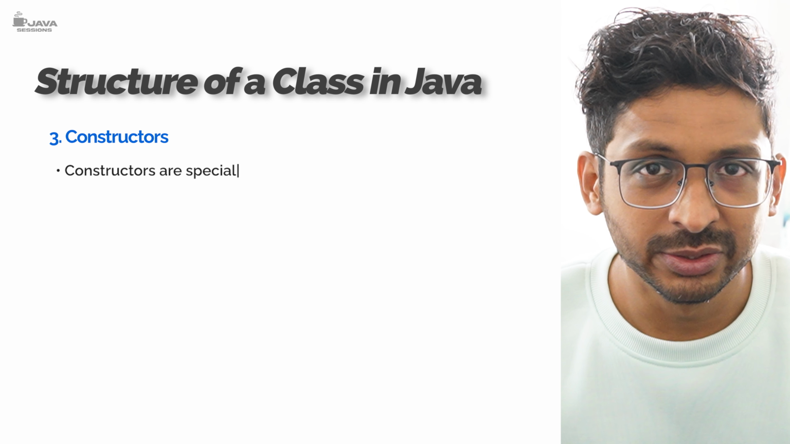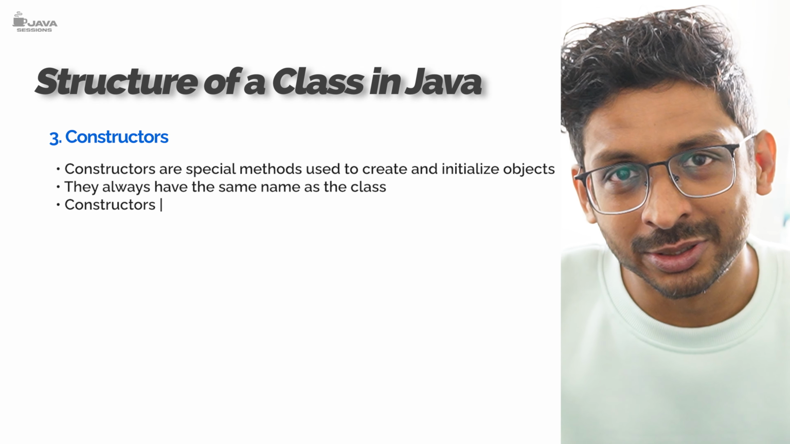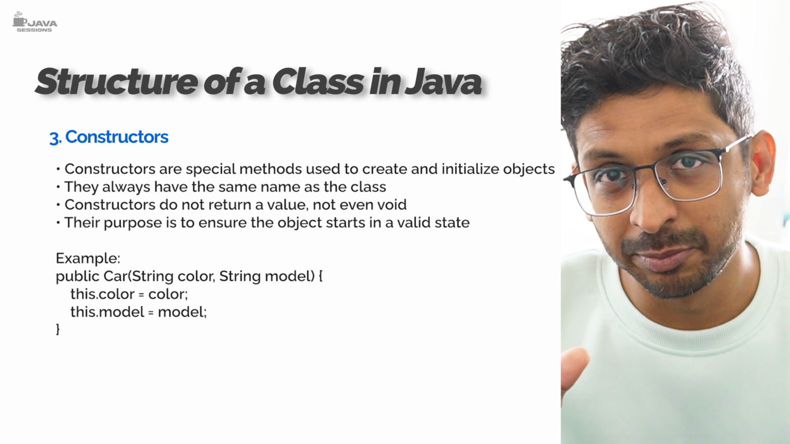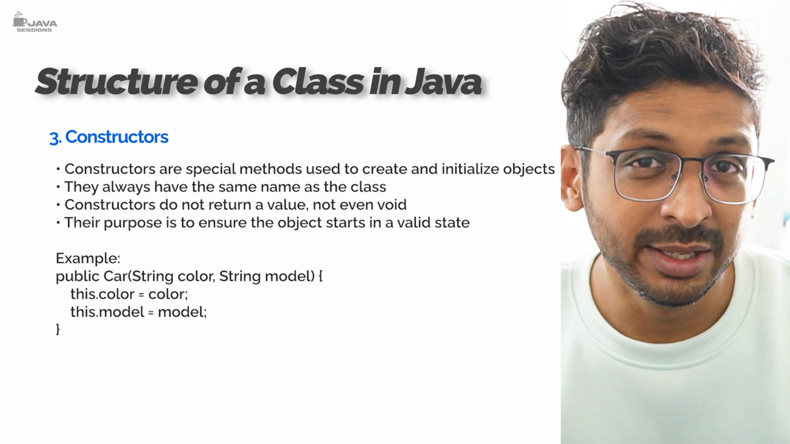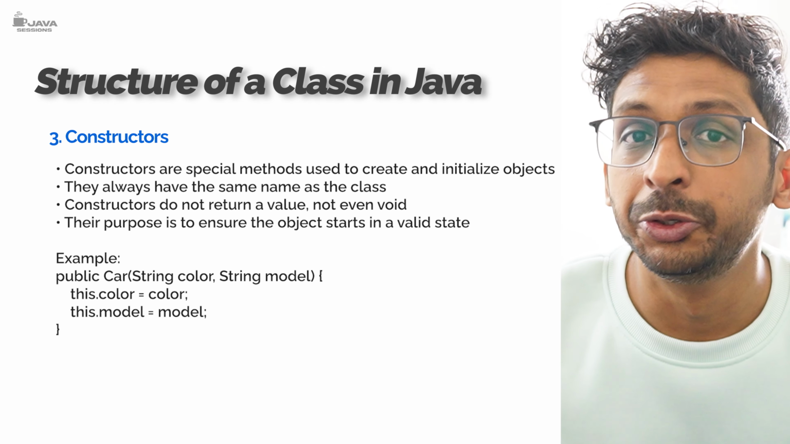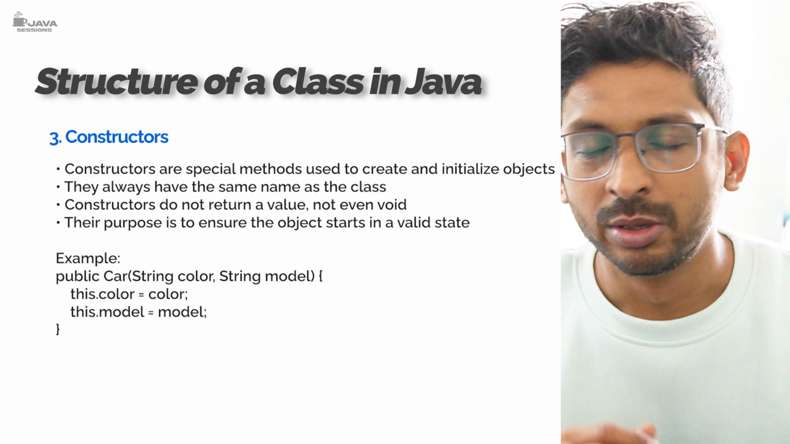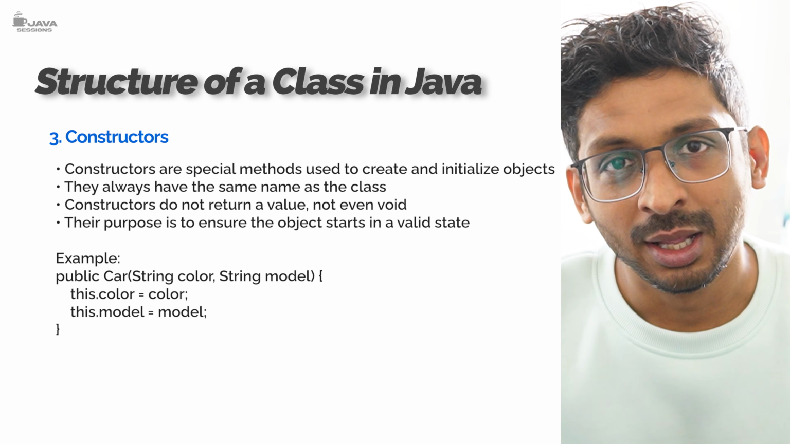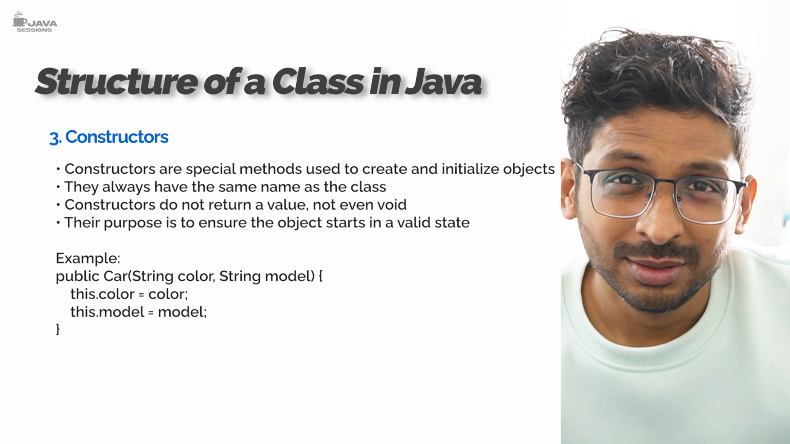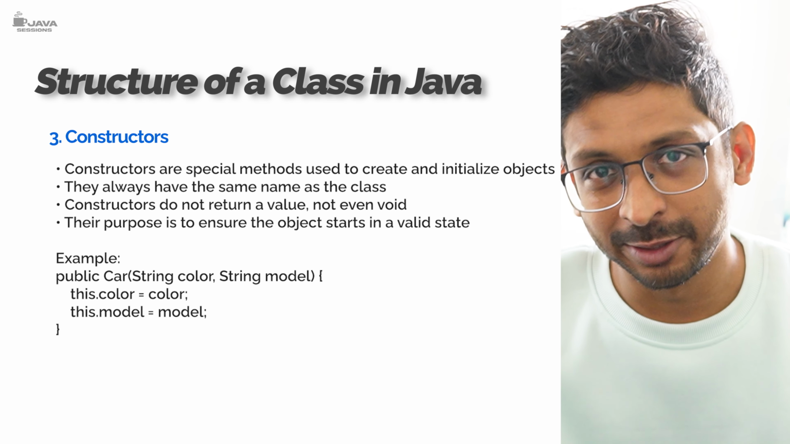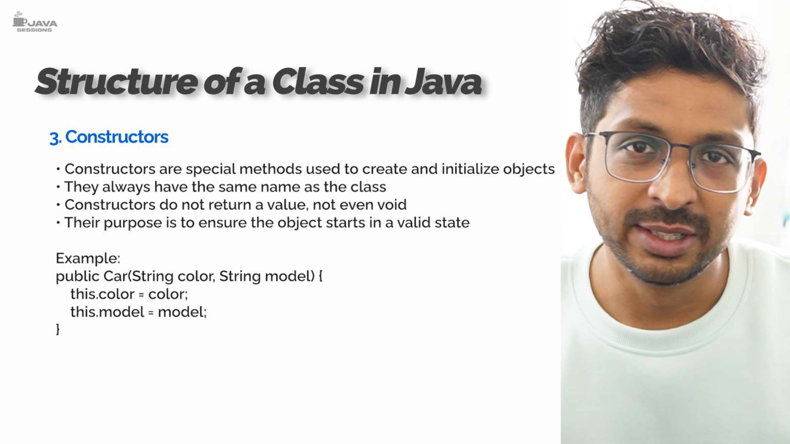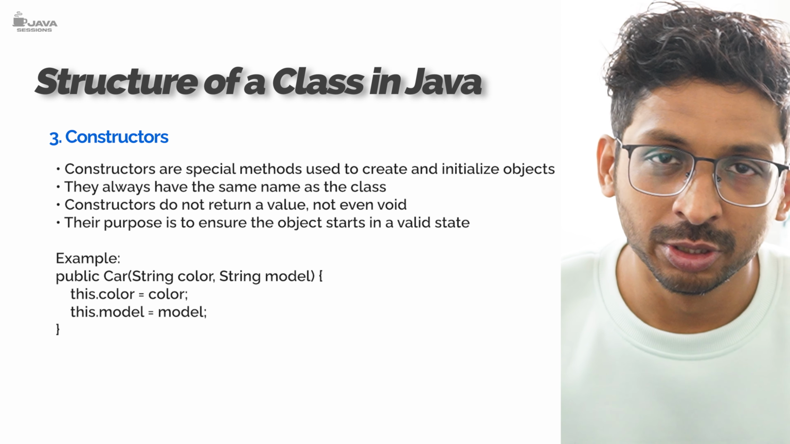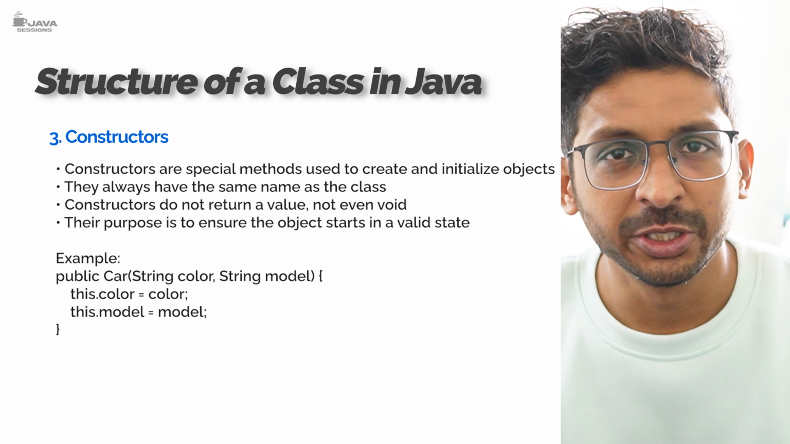Then we have constructors. Constructors are like special methods which are used to create and initialize objects. They have the same name as the class itself, and unlike regular methods, constructors do not return any value, not even void. Their main job is to make sure that when you create an object, it is in a valid and usable state. For example, for a car class, a constructor with the same name as the class can be used to set the initial values of the field variables like color and the manufacturing year the moment you create a new object from that class.